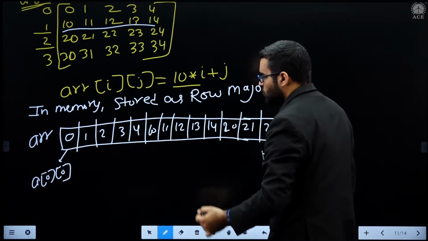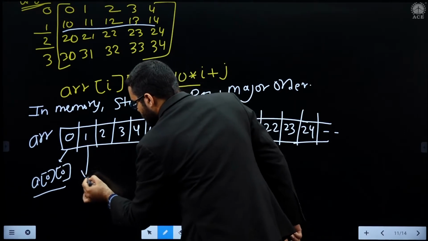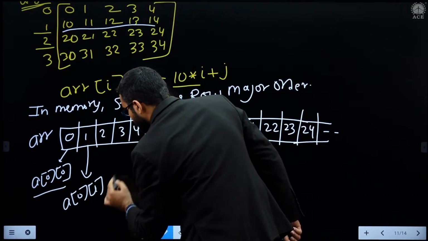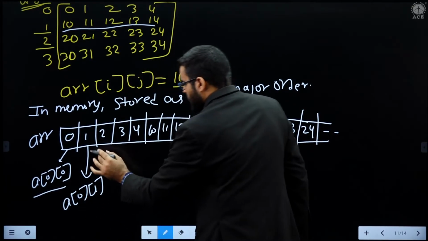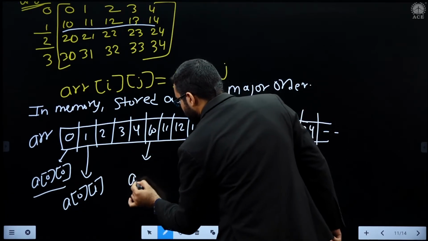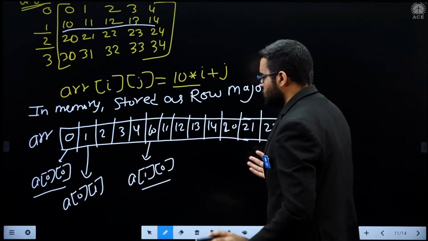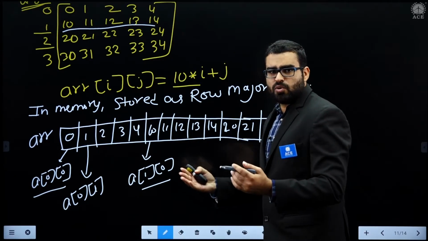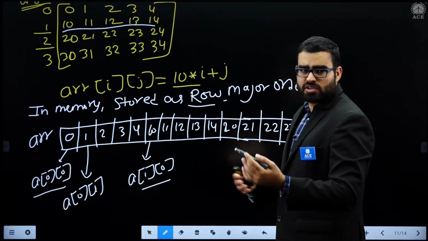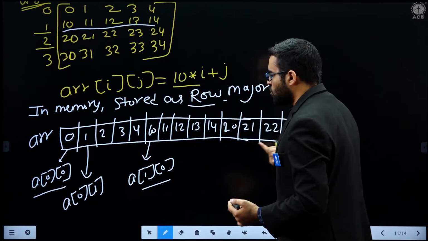You can see, this is A00. This is A01. This is A02 and so on. For example, this is A10 and so on. So this is in memory. This is how the array will be stored. In C language, row major order is the default configuration, so this array will be stored in memory in row major order.